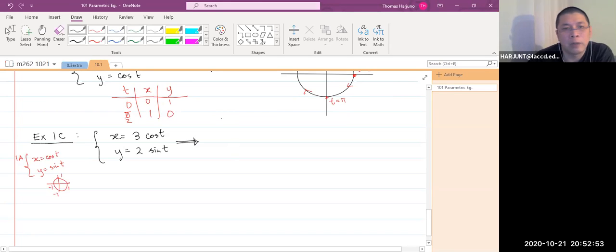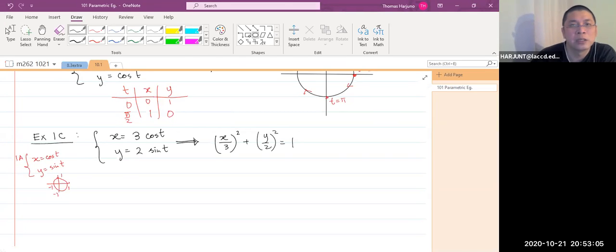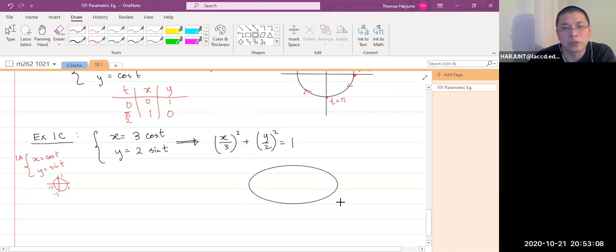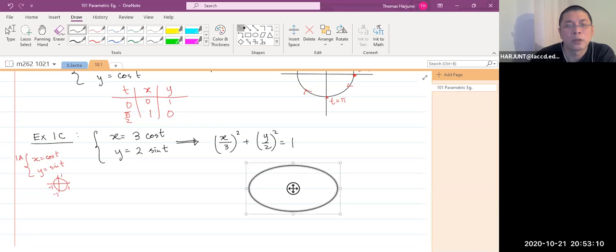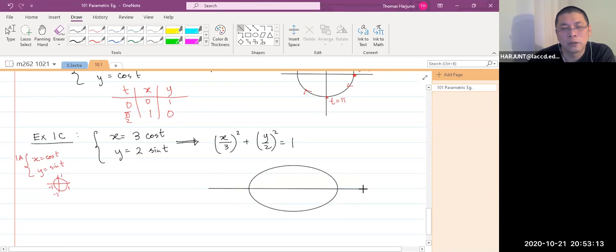If we eliminate the parameter first, then you will see x over 3 is cosine t. When I square it, that's cosine squared t. Y over 2 squared is sine squared t, so x over 3 squared plus y over 2 squared equals 1. Now, this is the equation of an ellipse, with major axis going 3 units from the center and the minor axis going 2 units from the center.